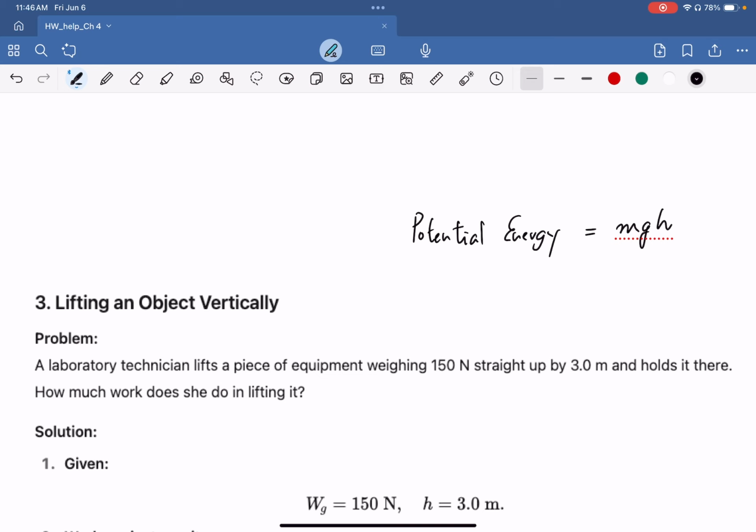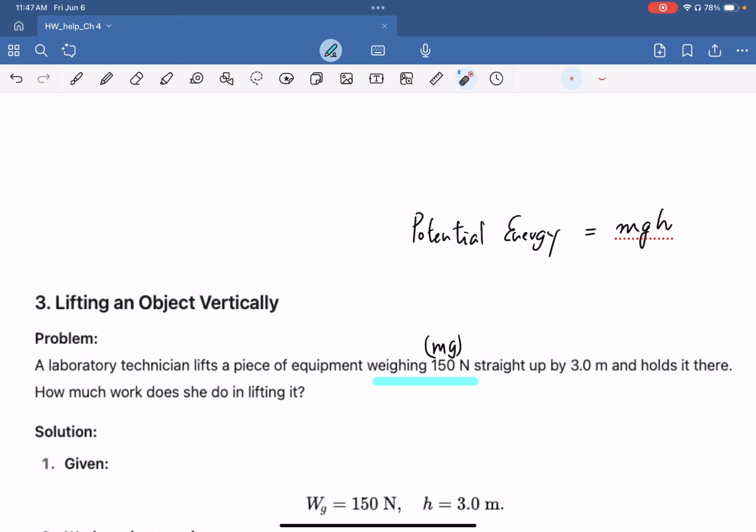A lab technician lifts a piece of equipment weighing 150 newtons. All right, note something. What's given is the weight, not the mass. So what is given is actually mg, m times g. And it's lifted straight up by 3.0 meters and held there. How much work does she do in lifting it?